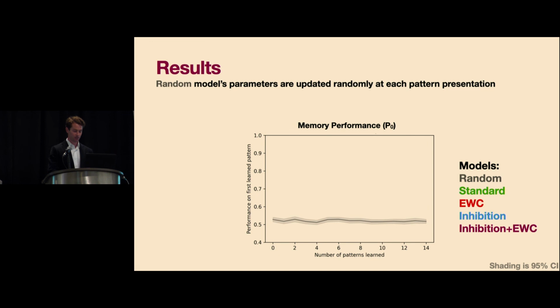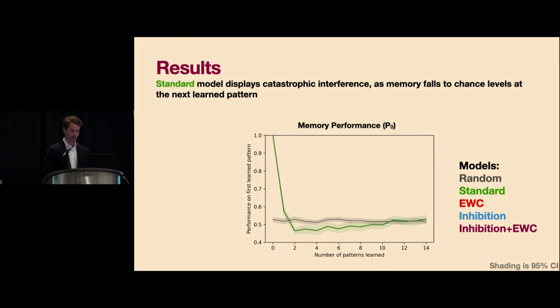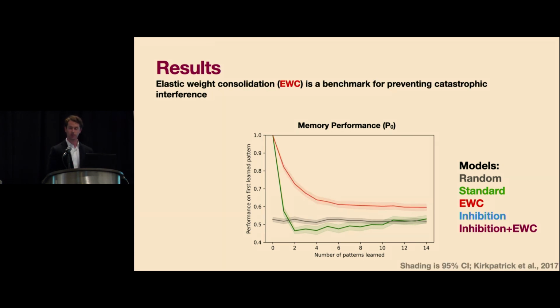We next evaluated a standard autoencoder, which is absent of the inhibition. And as you can see, it evidences the kind of catastrophic interference we're hoping to avoid here, as memory performance for, again, the first learned pattern falls to within random levels with the next learned pattern, indicating it is indeed forgetting that pattern. As a positive control, we used elastic weight consolidation, or EWC.